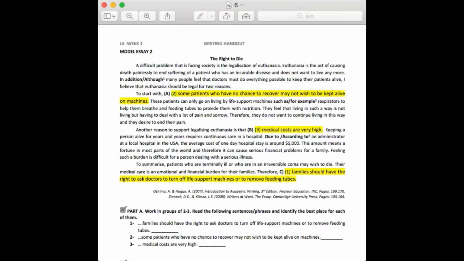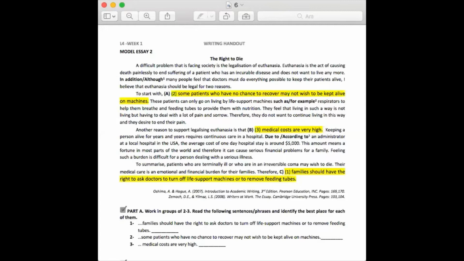Sentence 1 and sentence 2. But sentence 1 is about the right of the families, not the right of the patients. And also, the following sentence begins with the words these patients. And these patients refer to some patients in sentence 2 who have no chance to recover.